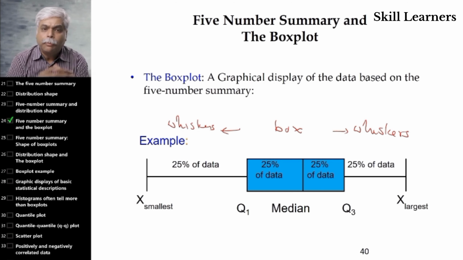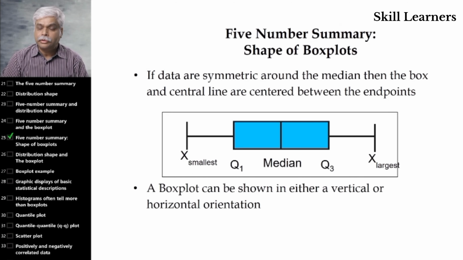What is the box? The box consists of Q1 to Q3. What's the line through the middle of the box? The median. Where does the whisker end? From the smallest to the largest. So the box plot shows you the central tendency of the data, the dispersion of the data, the skewness of the data. It also may show you potentially outliers if you get a little more clever with how the box plot is designed. And we'll get to that soon enough.